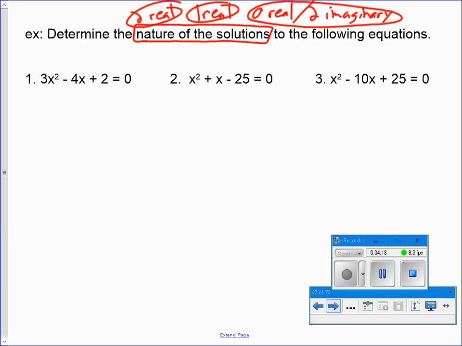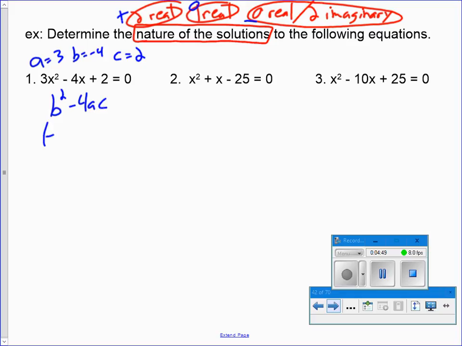So look at the first equation, 3x squared minus 4x plus 2 is 0. It's already in standard form. That's the important thing. If it's not in standard form, we have to put it in standard form, make sure one side is equal to 0. So here we have a is 3, b is negative 4, c is 2. So we're going to check this number, b squared minus 4ac, see whether it's positive, 0, or negative.